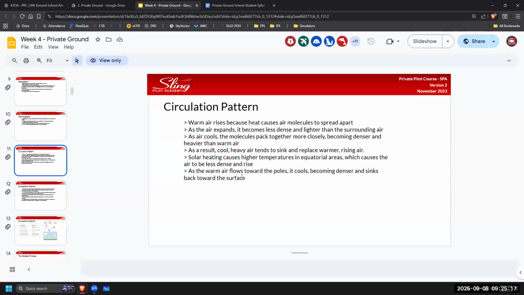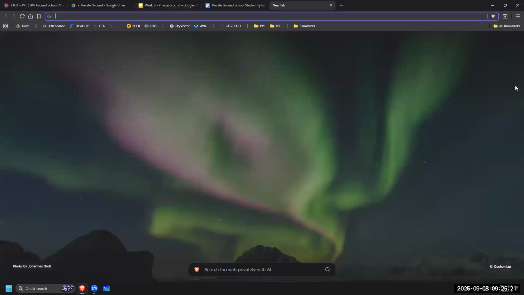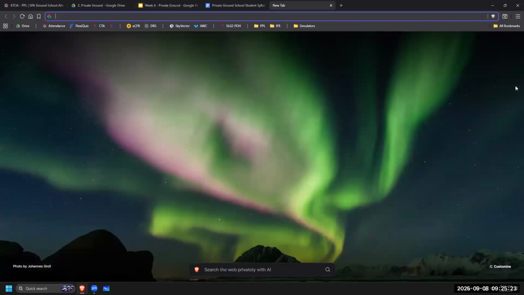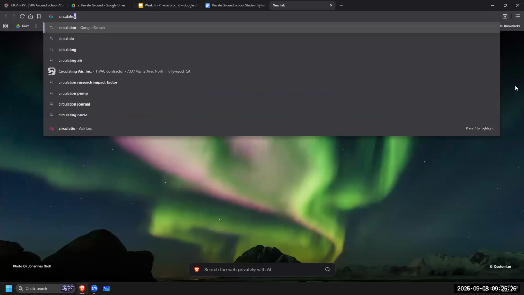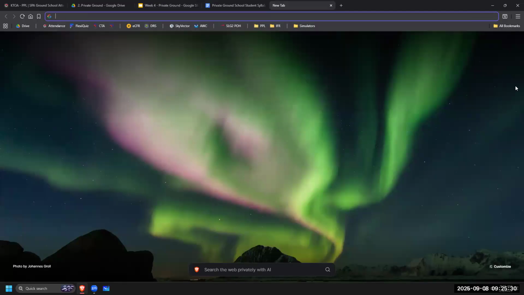So from the equator, where are the pictures in here? I have some pictures. Let's look at, oh my god, you can't even see it on my screen. Okay.